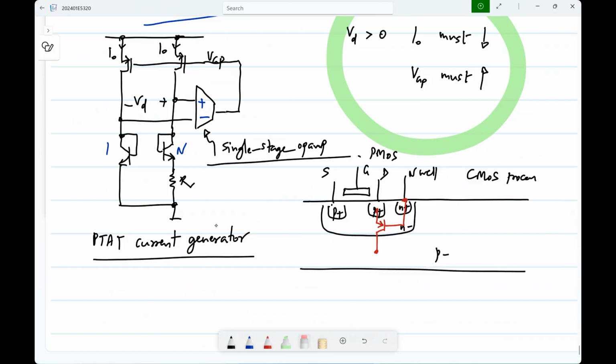There are actually BiCMOS processes in which you have proper bipolar transistors as well as CMOS. Those processes are more expensive, but this particular parasitic bipolar transistor is there even in CMOS processes. Of course, the problematic point here is that this collector is always connected to the substrate, so that restriction is always there.